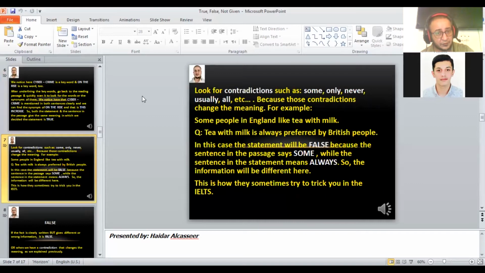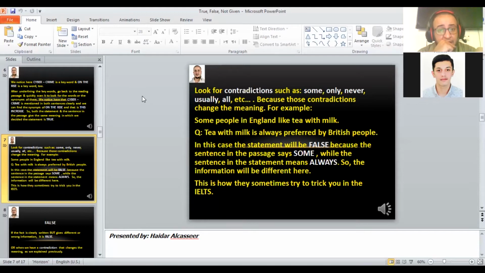The most important thing is that you look for contradictions, such as some, only, never, usually, all, almost, etc. Because those contradictions change the meaning. For example, in the passage you have, some people in England like tea with milk. While in the question, tea with milk is always preferred by British people. False. It will be false, because always is different from some.